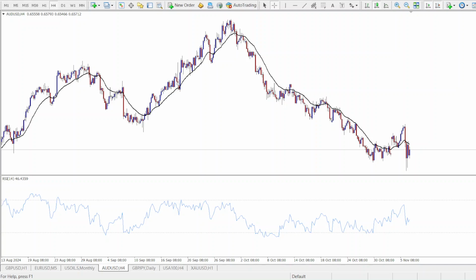And then secondly, experiment with settings. Don't be afraid to experiment with different periods to see what works best for your strategy. You can adjust the settings on a demo account to fine-tune your approach without risking real money.